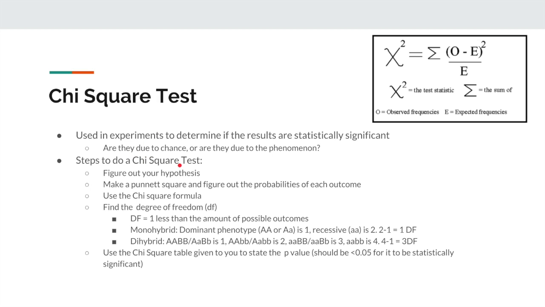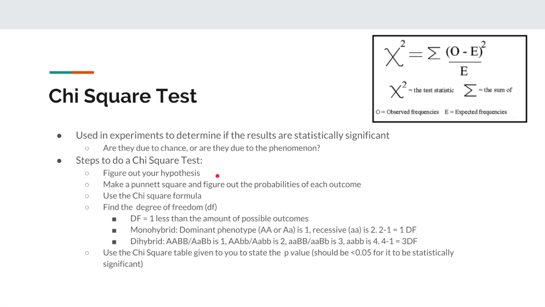So we'll go through the steps here first. And number 1 is to figure out what your prediction is, so what your null hypothesis is. And if the chi-squared test happens to give a p-value over 0.05, then that means that it's going to be due to chance and that it won't fit the hypothesis.